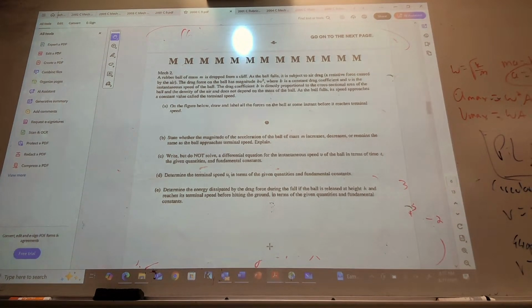Okay, this is almost identical to another one that you did. See if you can start with labeling the forces. We did the terminal speed problem, remember? It's exactly equal to that. Think about what's happening at terminal speed.